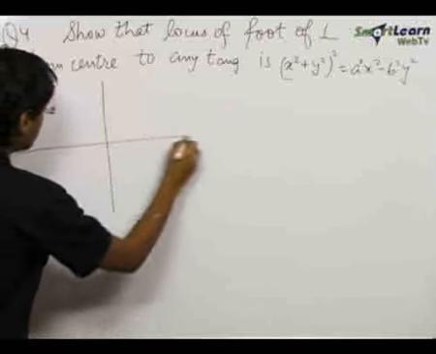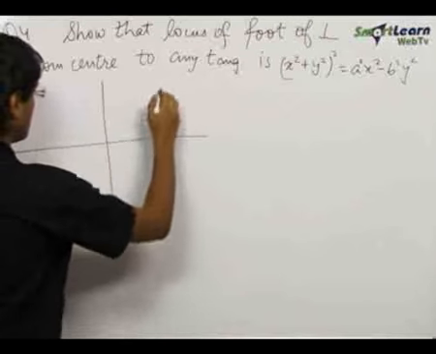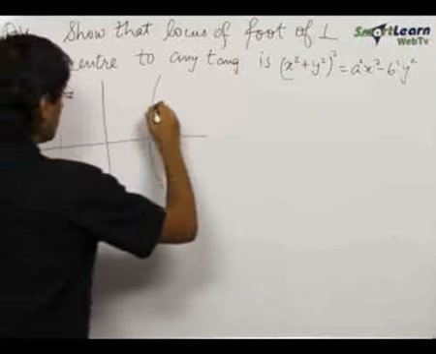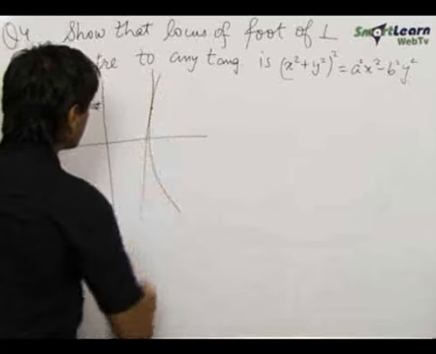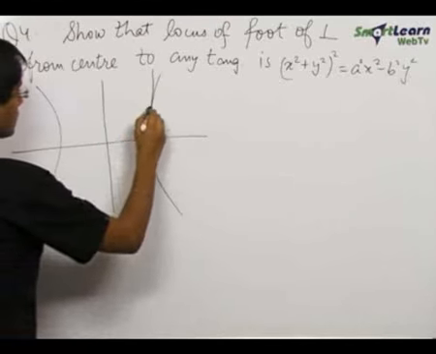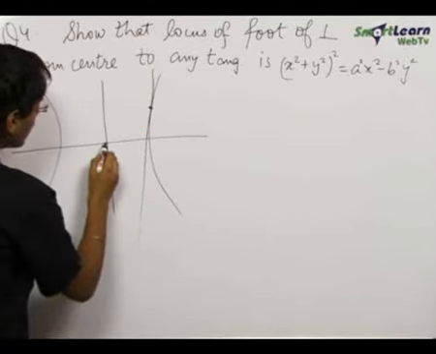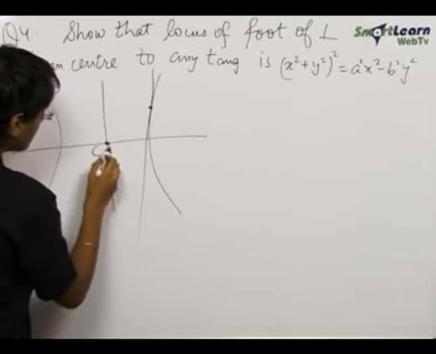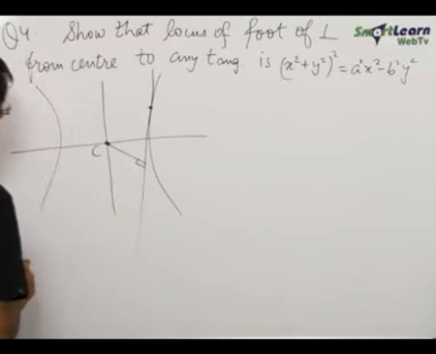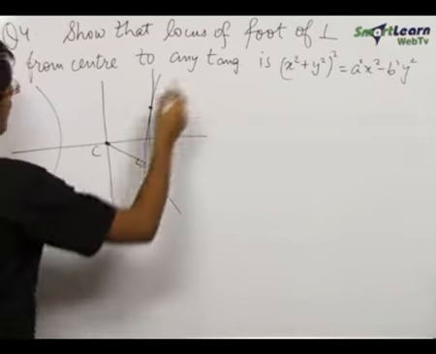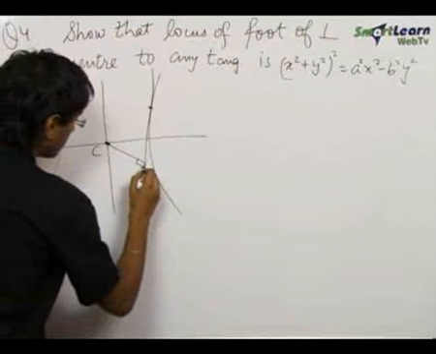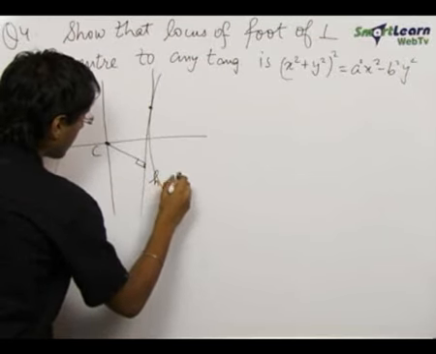Starting by making the figure, if this is any point P at which a tangent is made, a perpendicular is dropped from center C on this tangent. We need to find the locus of the foot of perpendicular on the tangent, h comma k.